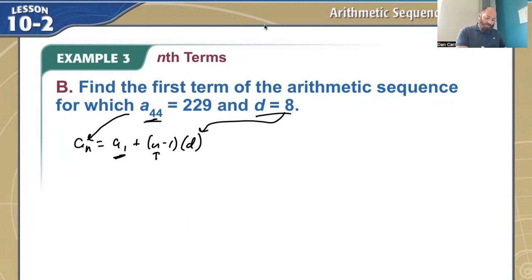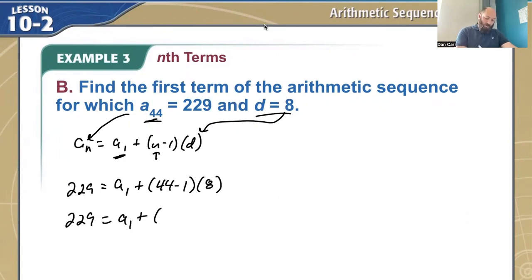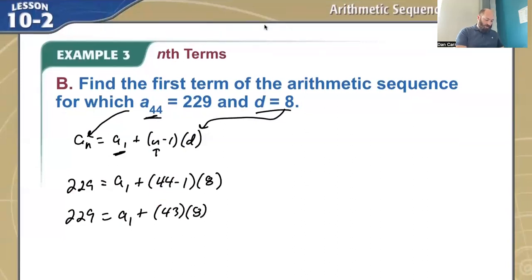So what I can do is I could take 229, replace the a sub n, because that's going to take the spot of a sub 44. And that's going to equal to the first term, which we don't know, plus 44 minus 1, times a common difference of 8. So now it's just a matter of multiplying through and solving out. There's not a lot to do here, because I'll have 229 is equal to a sub 1 plus 43 times 8. Okay, so we got 43 times 8 gives me 344.